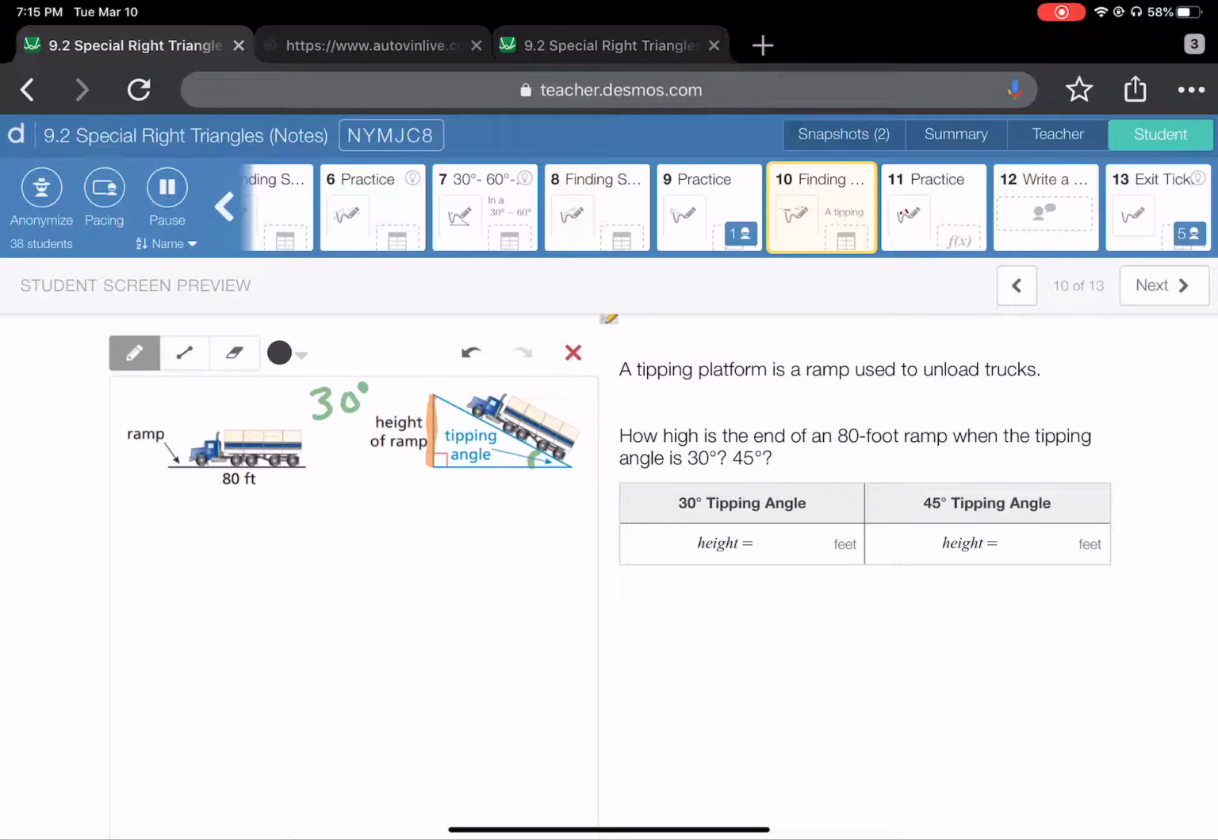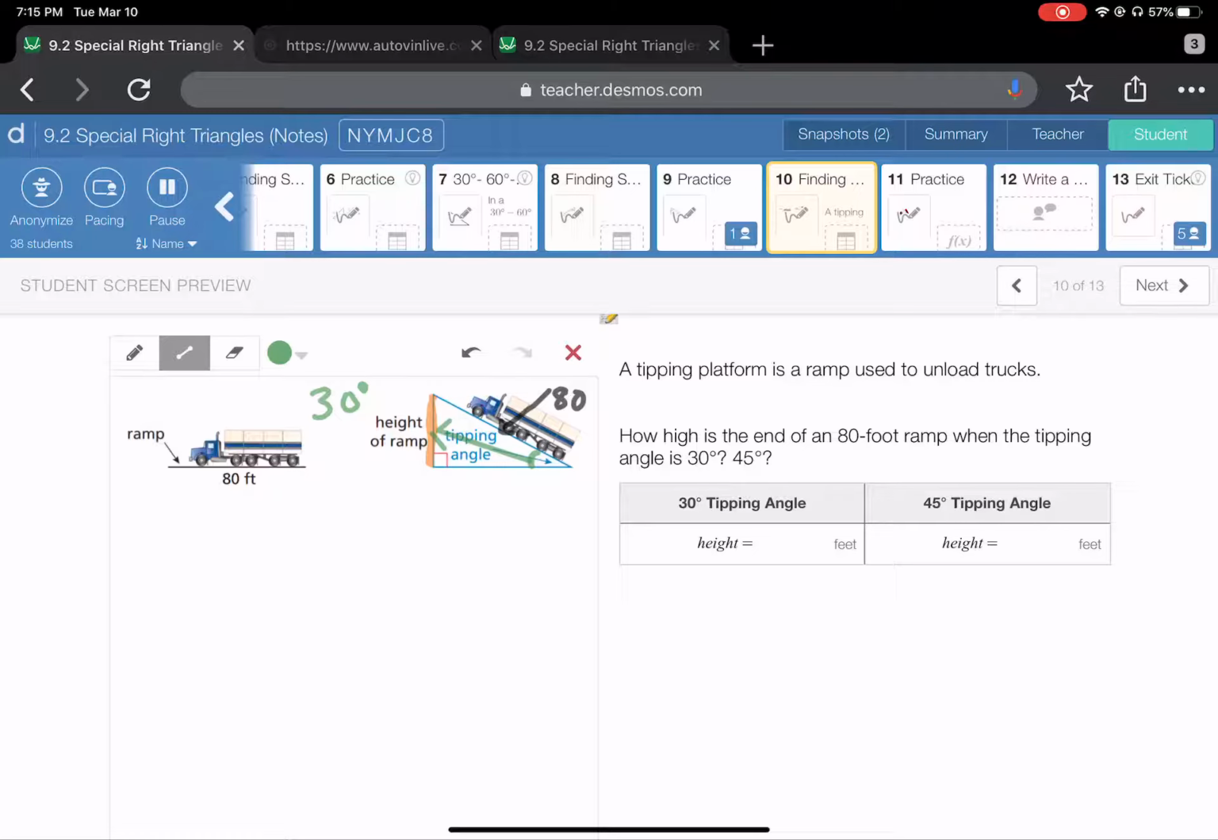Alright, so let's label one more thing on here. We know that the ramp itself is 80 feet. I don't know if we're going to be able to see this through the truck, but that side right there is 80 feet. So we know that side right there. We're going to use that value to figure out what this height is over here. First, we're going to set up an equation for this side down here. That height is across from our 30 degrees.